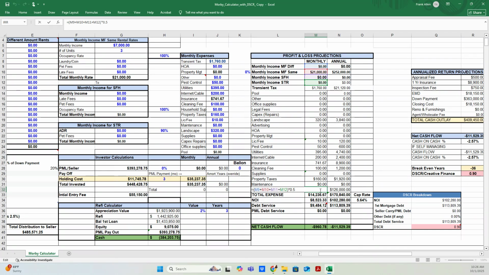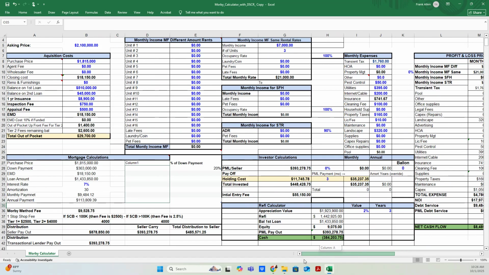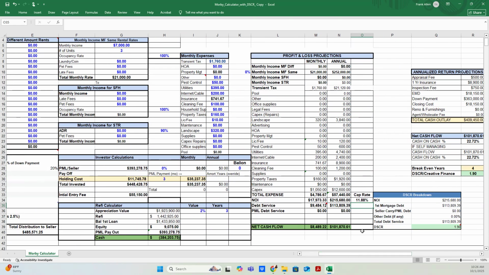CapEx. Oops, wait a minute. It's 5005. There you go. So it shows his CapEx is 11%. And how do you get CapEx? It's going to be your NOI divided by the purchase price. That's how you get your CapEx.